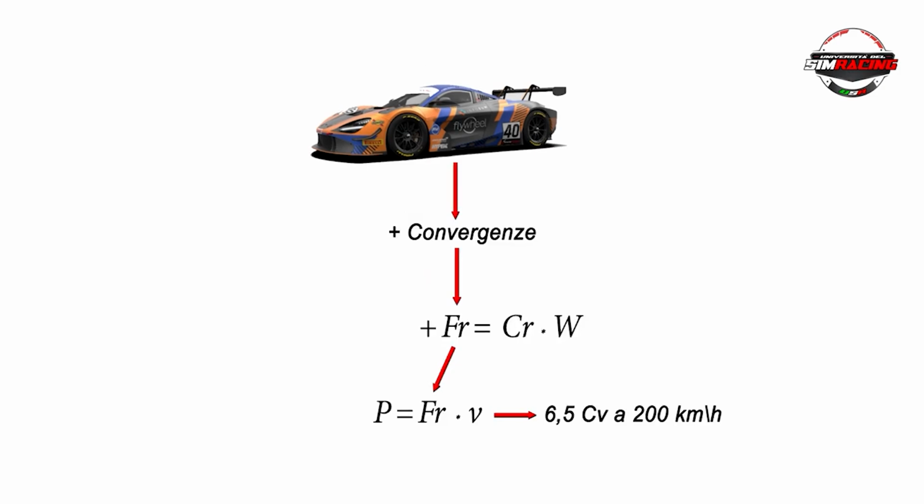It's now clear that toe and rolling resistance are directly linked. A higher toe angle, whether positive or negative, leads to higher rolling resistance, Fr, which in turn causes greater power dissipation, P, reducing overall efficiency and increasing tire wear.